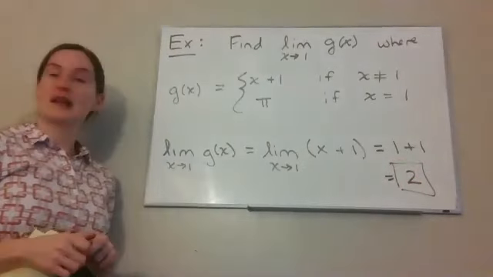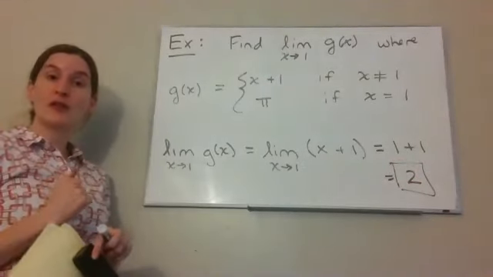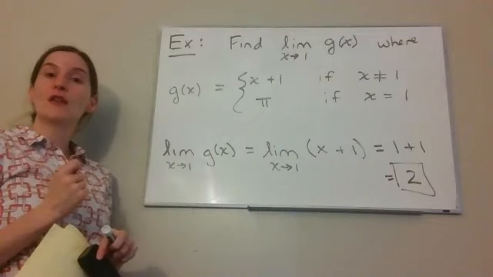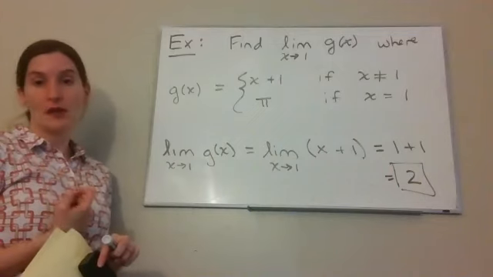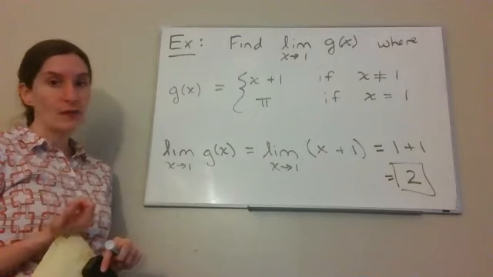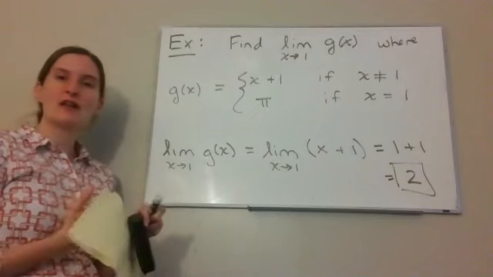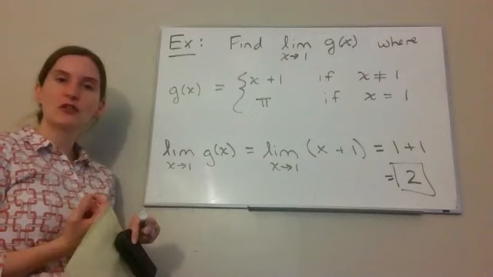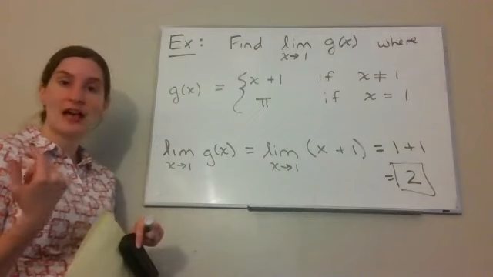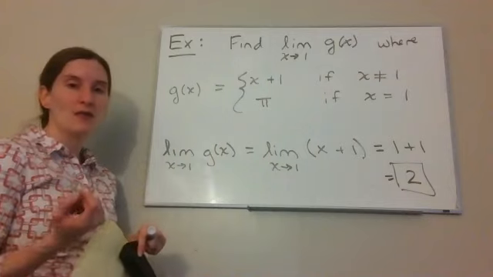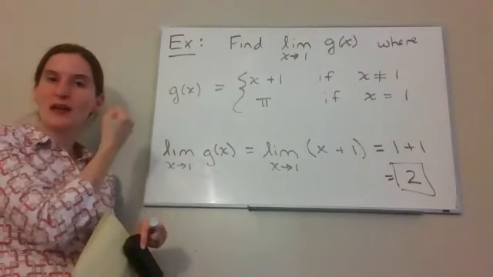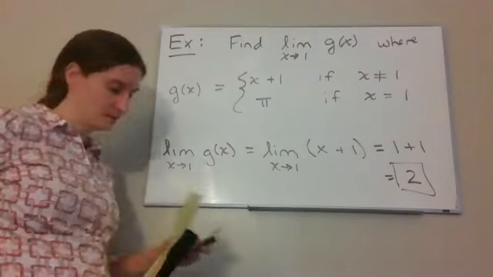So the limit as x approaches 1 of this piecewise function is 2, even though the actual value g of 1 is equal to pi. All that this means is if I were to graph this function, it would look like our y values are getting closer and closer to 2 as we get closer and closer to x equals 1. But we would have just some random other point at 1 pi.